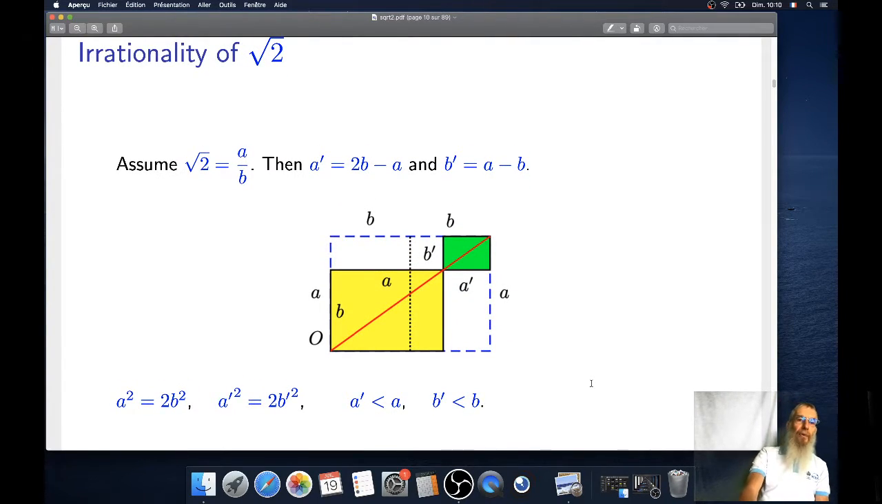I will give two proofs of this result. For the first one, I start with an A4 paper, and I assume that square root of 2 is a over b. So this A4 paper has a long side which is a, and the small side which is b. a over b, assume that it is square root of 2.